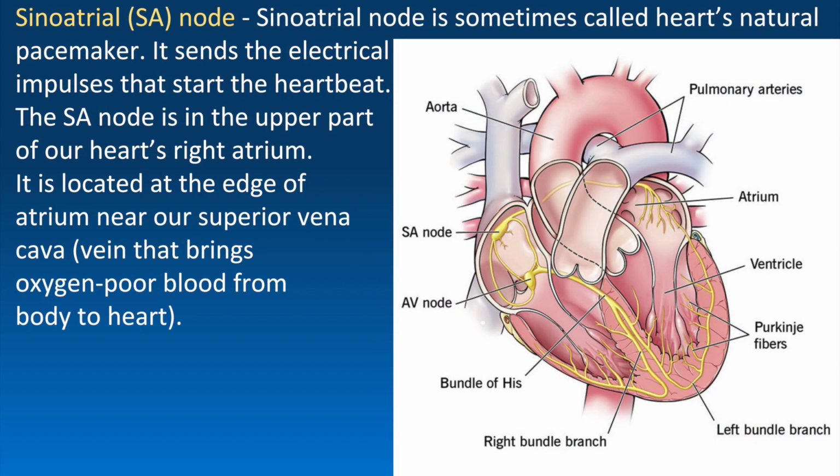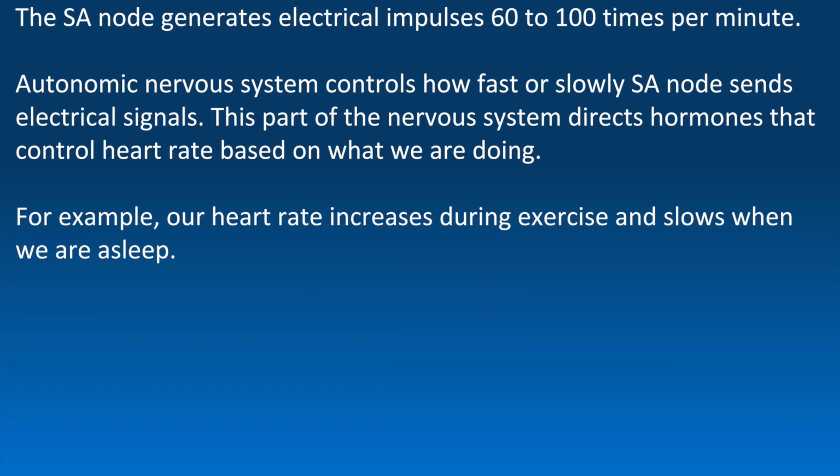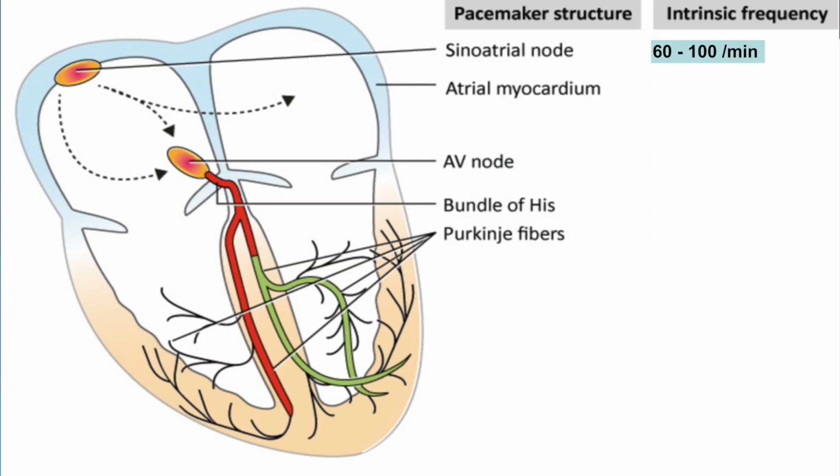The SA node is sometimes called the heart's natural pacemaker. It sends the electrical impulses that start the heartbeat. The SA node is in the upper part of our heart's right atrium. It is located at the edge of our atrium near our superior vena cava, the vein that brings oxygen-poor blood from our body to the heart. The SA node generates electrical impulses 60 to 100 times per minute.